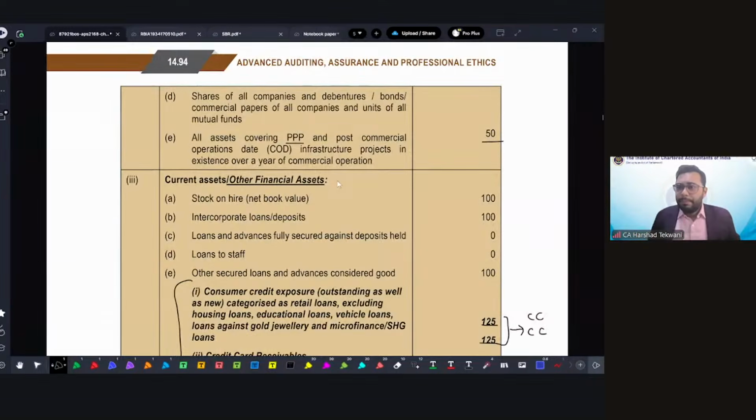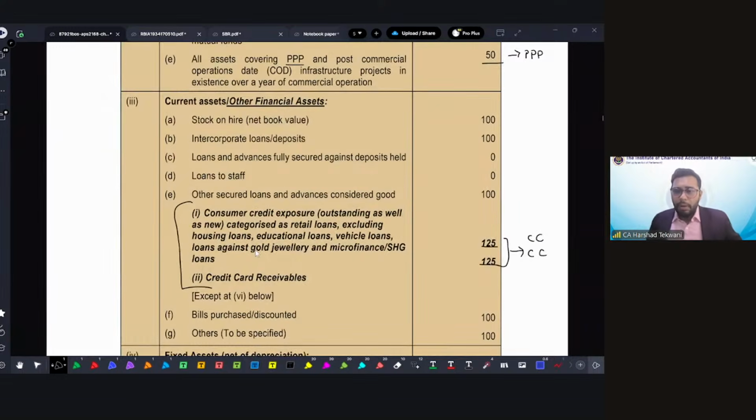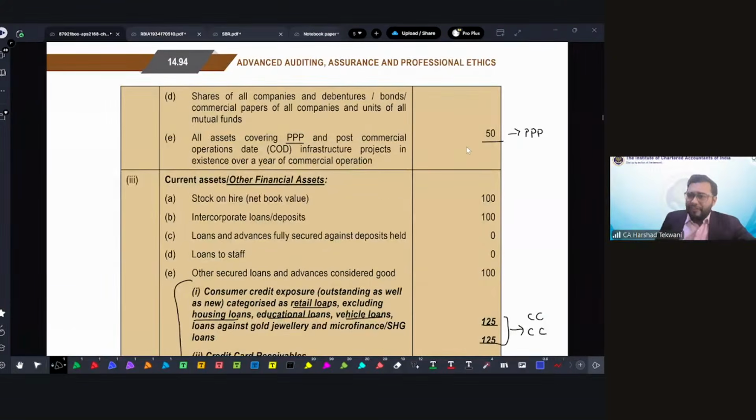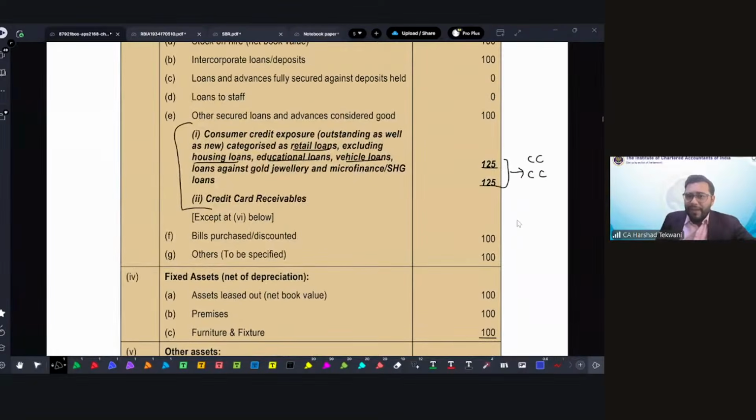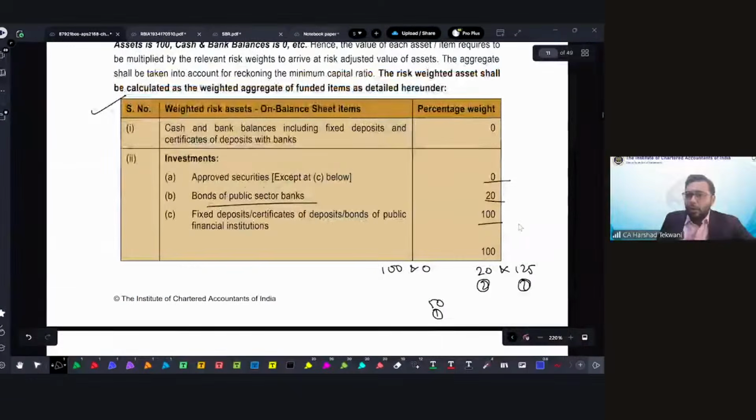Sir, what does consumer credit exposure mean? Retail loans, excluding housing loans, education loans, and vehicle loans. If I talk about personal loans, whatever personal loans have been given and are standing as a receivable in your balance sheet, that's the consumer credit exposure. So PPP is 50, double C is 125, and then bonds of public sector, PSU bonds, are 20.